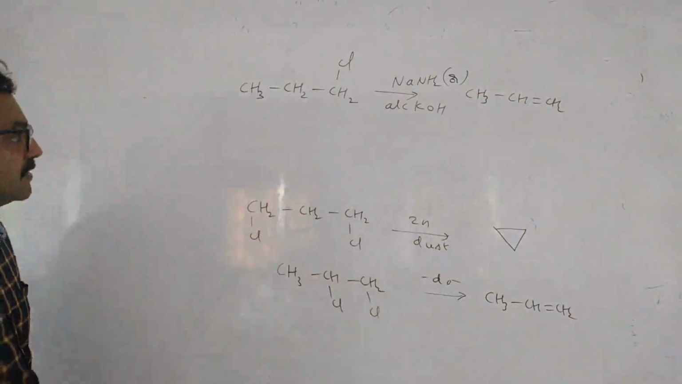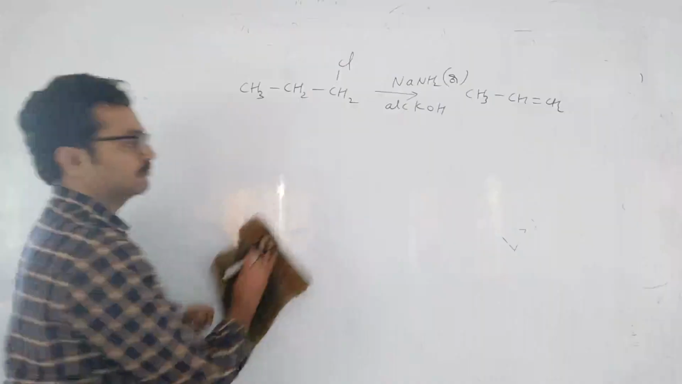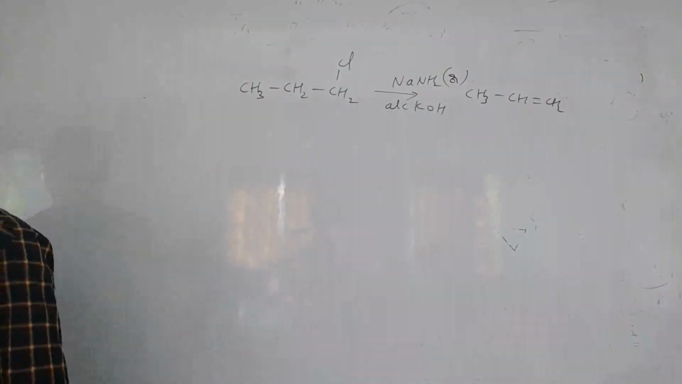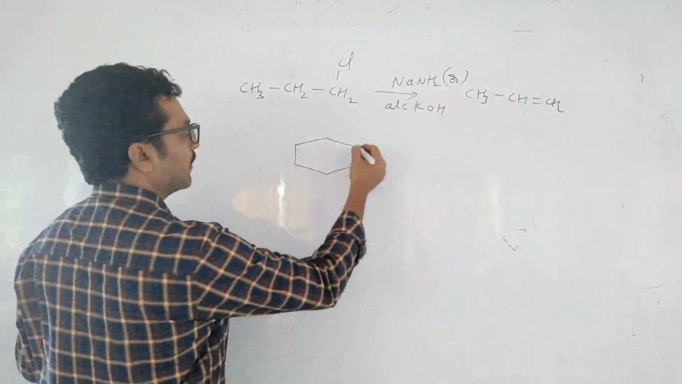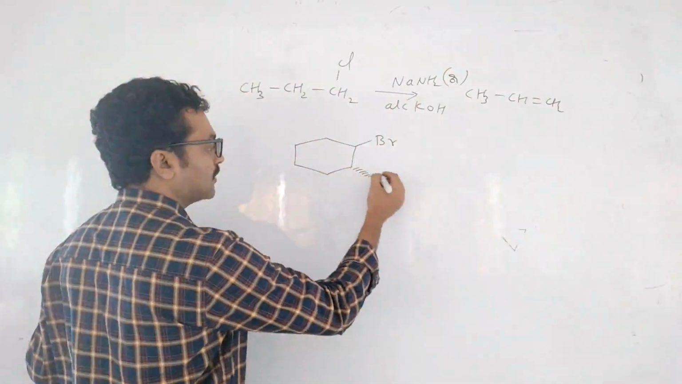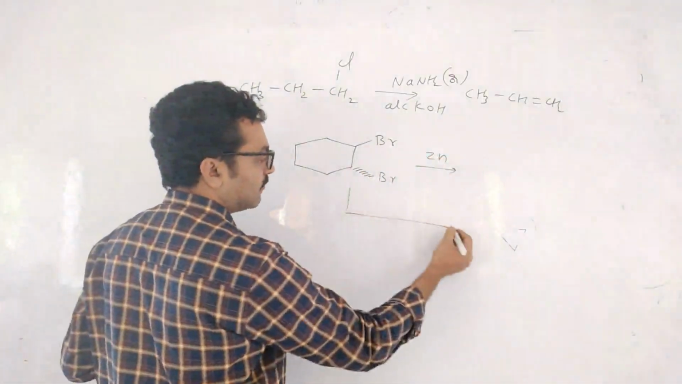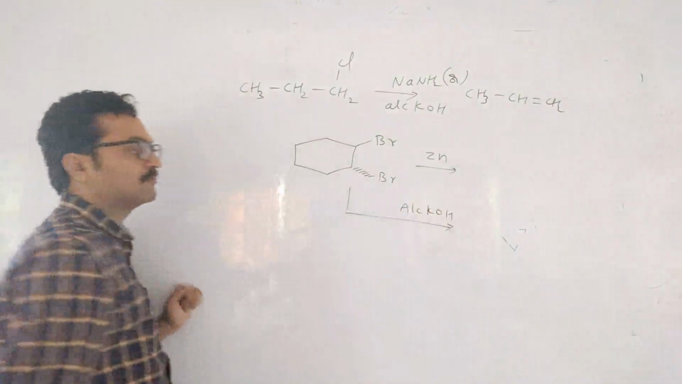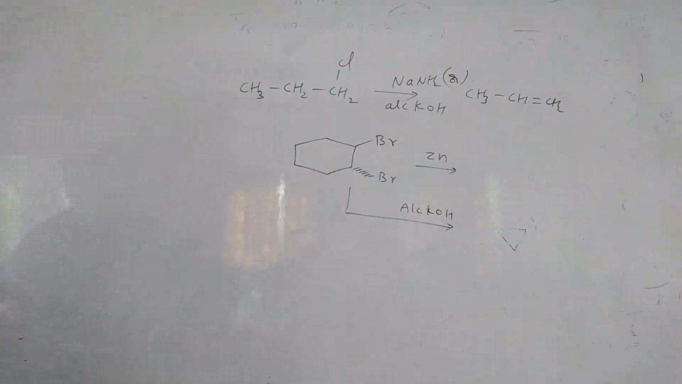Now, here some exceptions we will see. Saytzeff rule, Hofmann rule, I told you all this. Saytzeff and Hofmann. So, what are the exceptions here? This is Br. This is also a dehalogenation part. Two Brs are there. If I add zinc, what happens? And if I add alcoholic KOH, what happens? Can you tell? If I add zinc, what is the product? And if I add alcoholic KOH, what is the product?